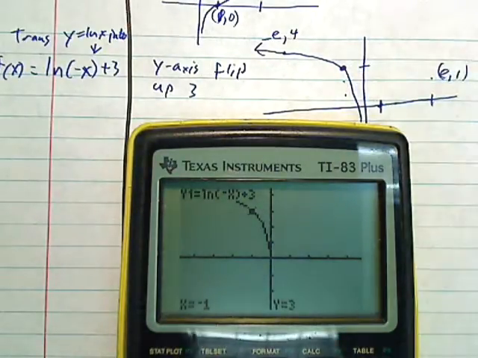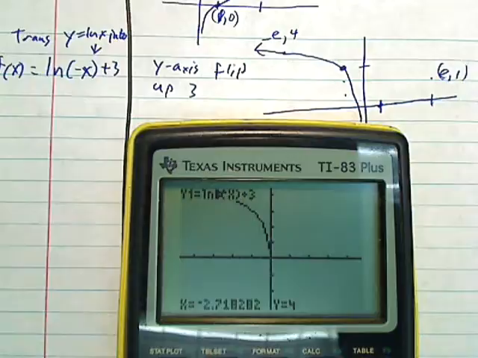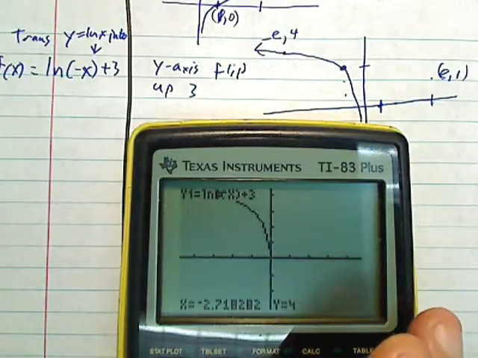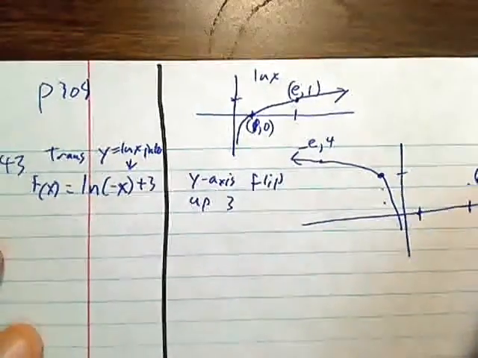And then I could type negative e, using what's above the division key, and that gives me 4. So the point (negative e, 4) was correct as well. That's what that graph looks like. I've confirmed it with my grapher, and everything is great.